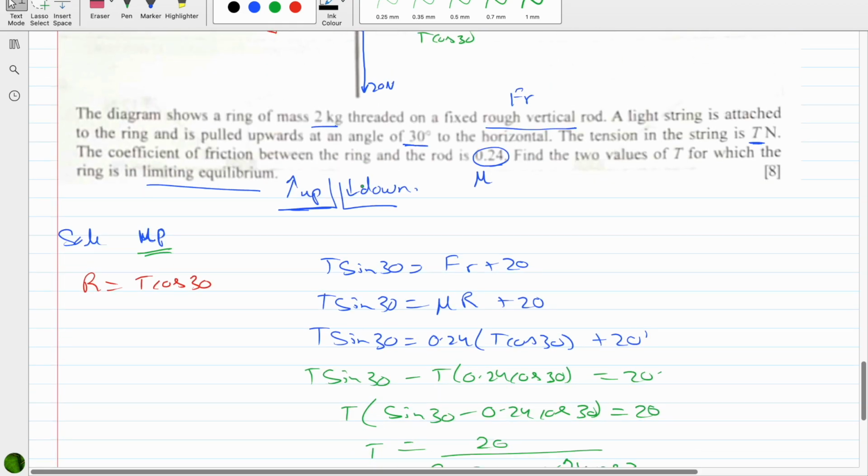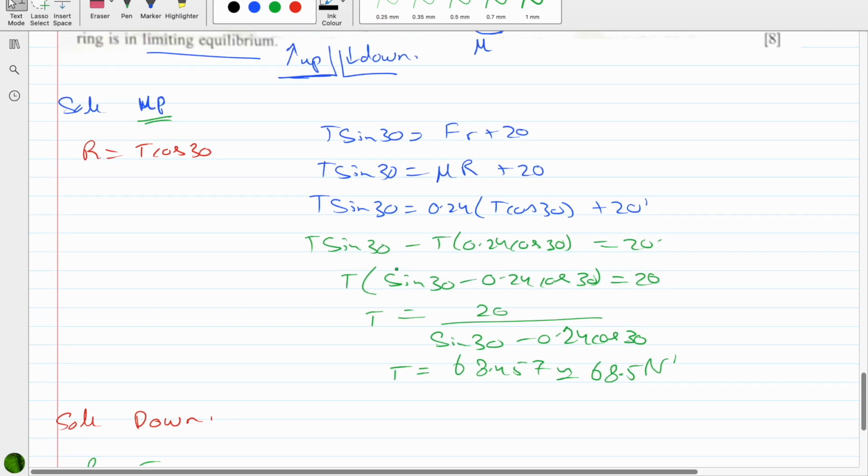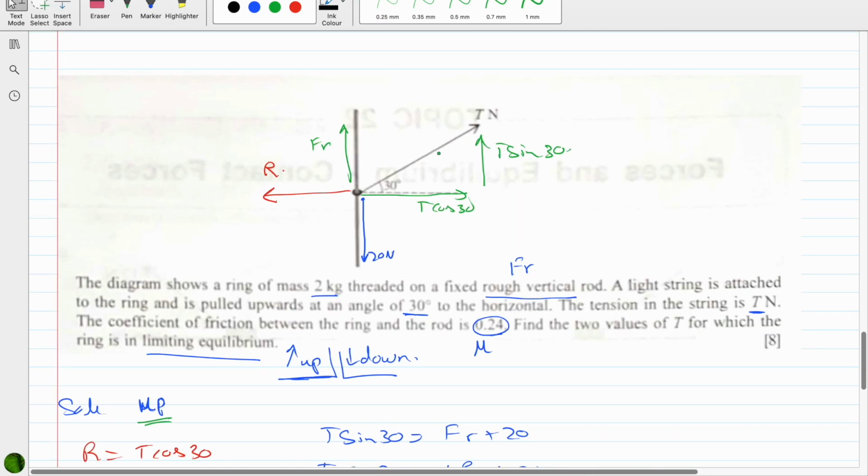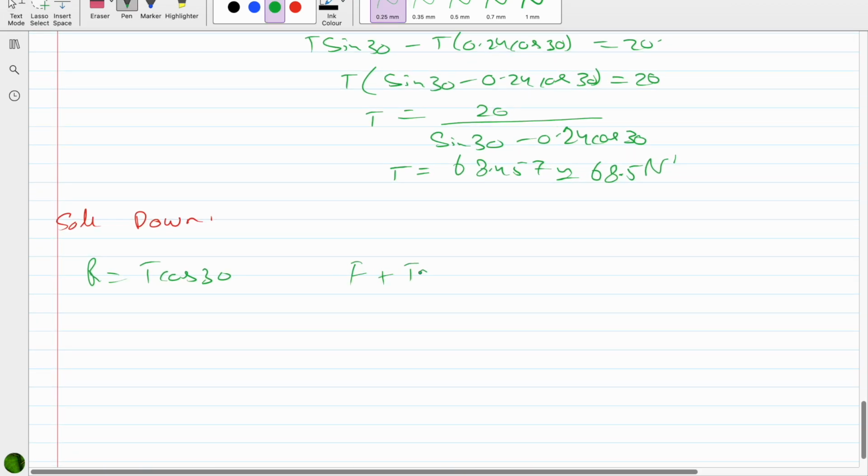R still stays same. R equals T cos 30. Left equals right. And about the vertical forces, friction and T sine 30 is upwards. So friction plus T sine 30 is upwards, equal to the weight, which was 20. So friction is mu R. T sine 30 is equal to 20.